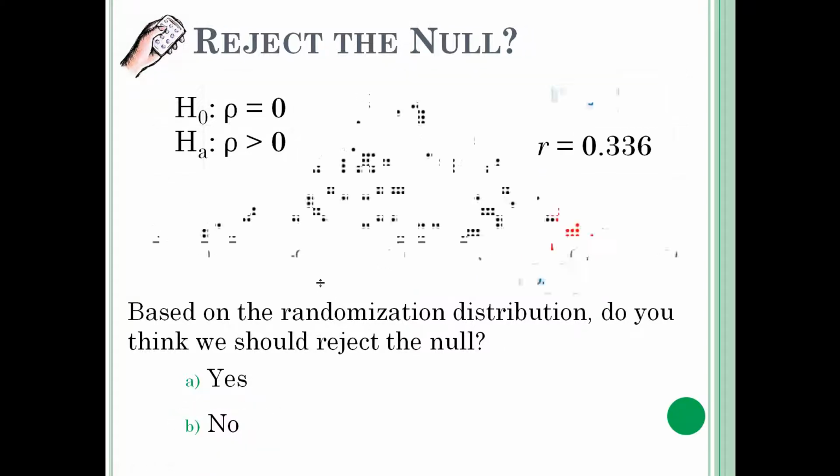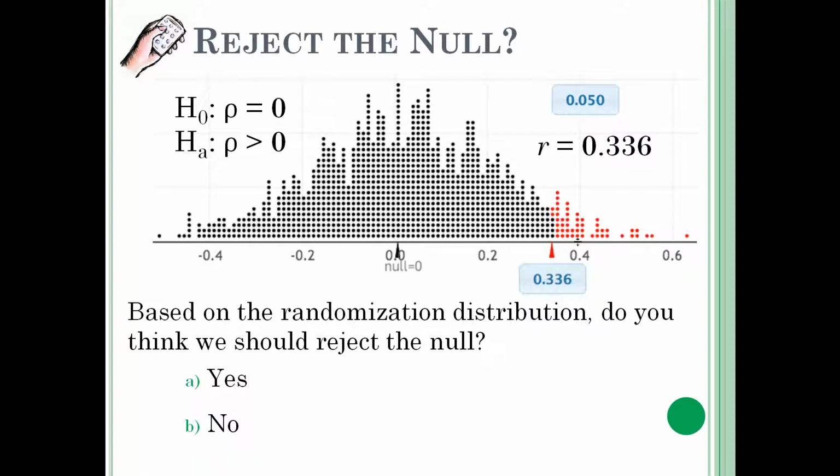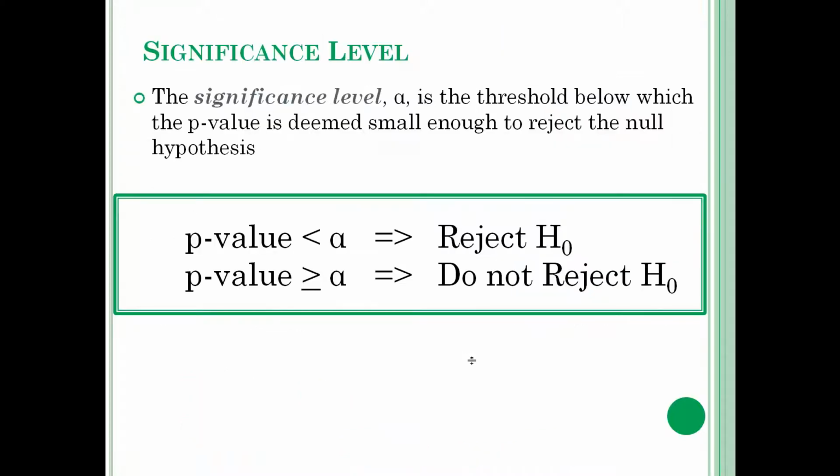How about this case? This is not as small as 0.001 and it's not as big as the previous one. It's in between. So should we reject the null or not? How small does the p-value need to be? So we need to determine the cutoff. And that cutoff, this is the new term, we call it the significance level.